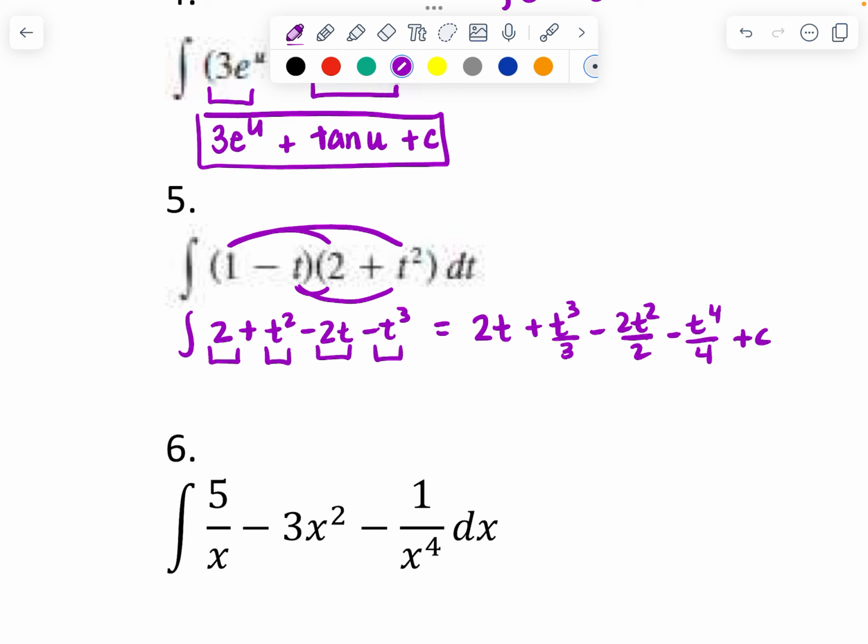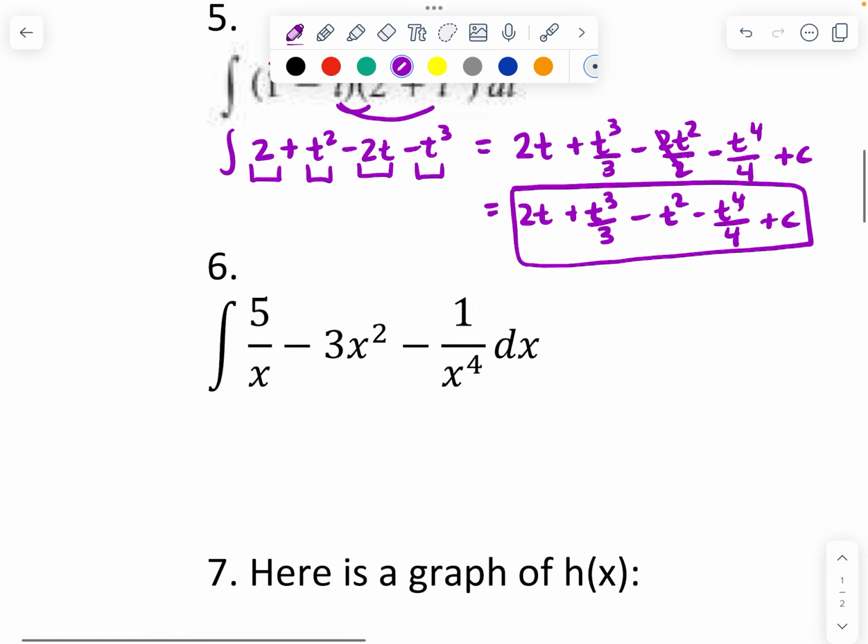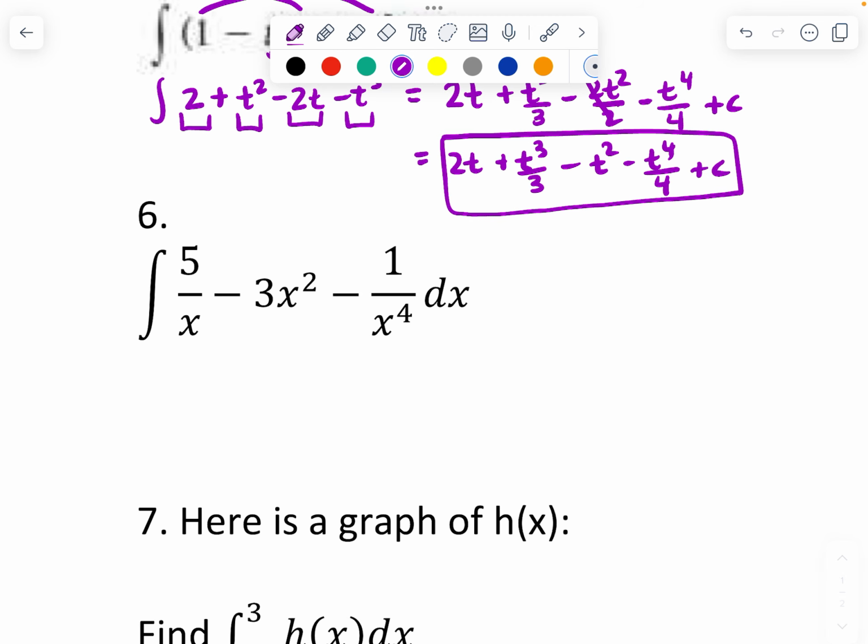And again, we're going to clean up a little bit. So this is 2t plus t cubed over 3. The 2's cancel, so minus t squared minus t to the 4 over 4 plus c. Okay, number 6. All right, so on this one, we need to remember that the integral of 1 over x is ln of absolute value of x.